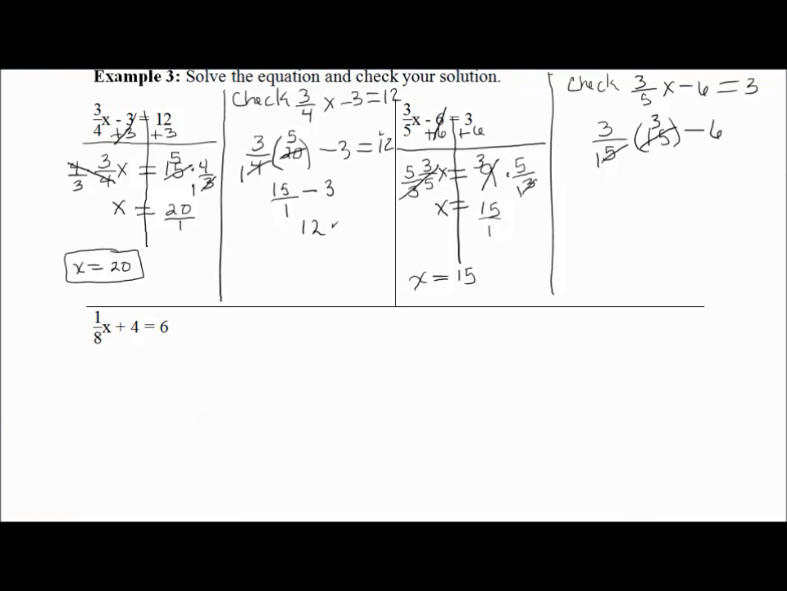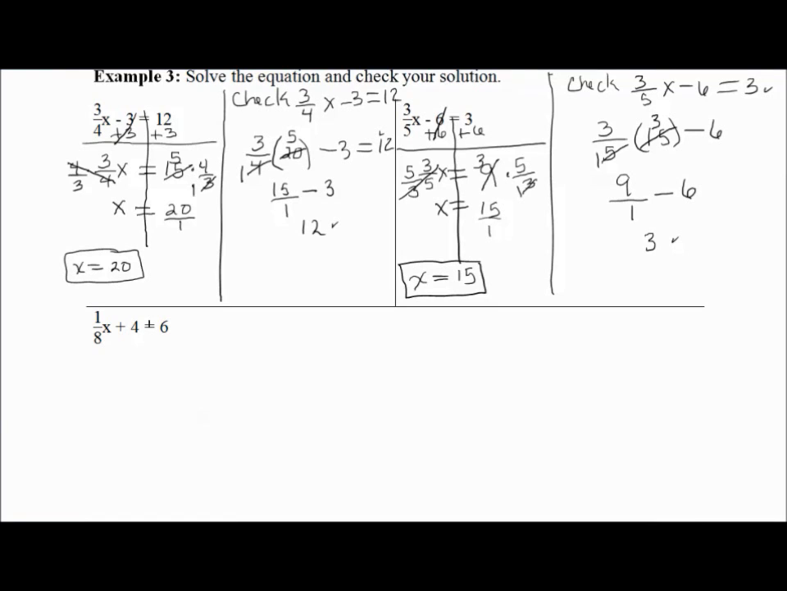Now just multiply my numerators. My numerator times that whole number is 9. Keep the original denominator, which is just 1, and bring down my minus 6. 9 over 1 is just 9. So 9 minus 6 gives me 3. Well, that checks out. So I know that, hey, I have the correct answer. 15 was the right answer. Now let's look at this last one together. This time I have 1/8 x plus 4 equals 6.